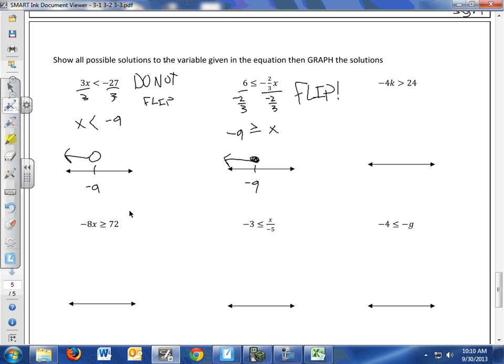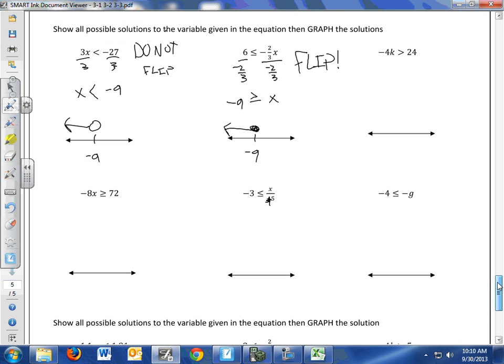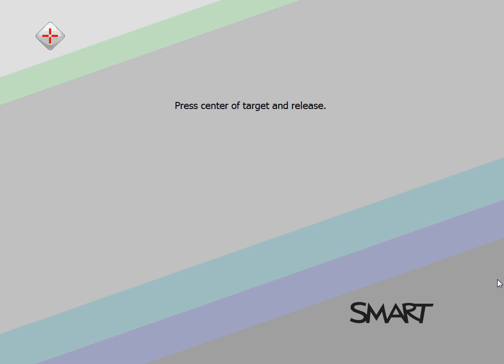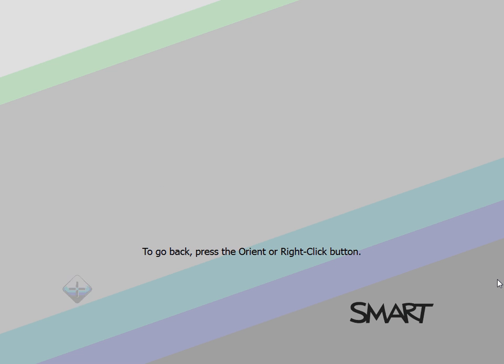Now do me a favor, do the remaining 4, but change this negative 5 to a positive 5. Right here. Change that to a positive 5. All right, do the remaining 4. Flip when you should, do not flip when you shouldn't. You divide or multiply by a negative, you flip. You divide or multiply by a positive, you do not flip. Not about what you get, it's about what you divide or multiply by.